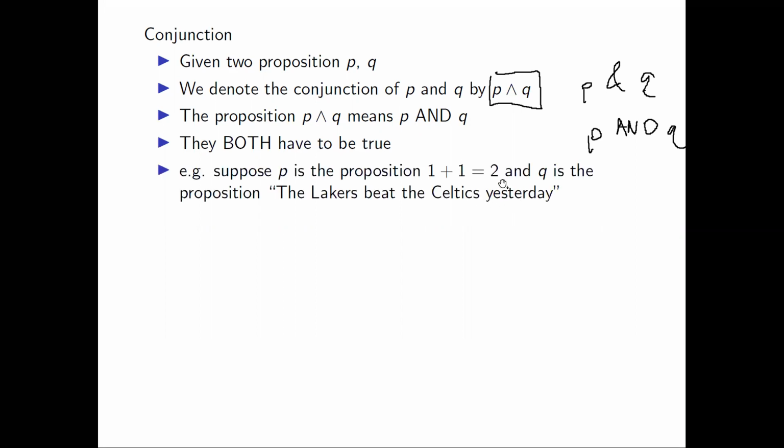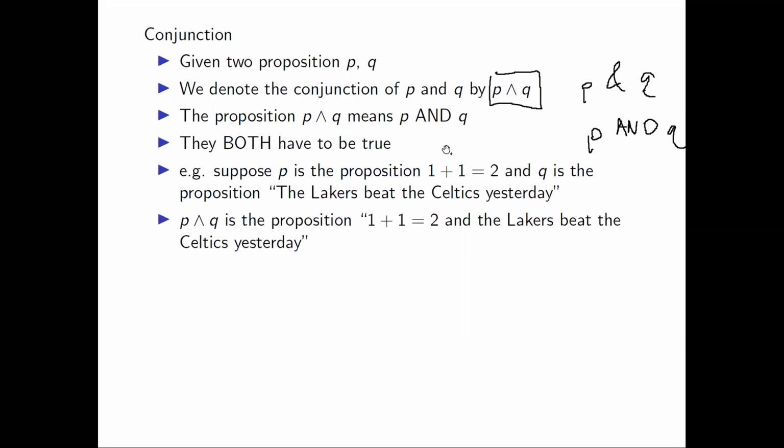Suppose that P is the proposition 1 plus 1 equals 2. And Q, we'll suppose, is the proposition the Lakers beat the Celtics yesterday. So we can write P and Q, this new compound proposition, and it's just the proposition 1 plus 1 equals 2 and the Lakers beat the Celtics yesterday.